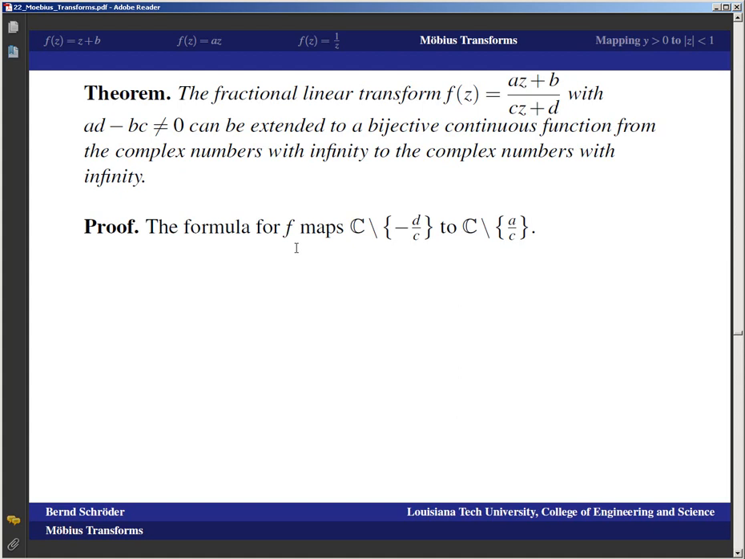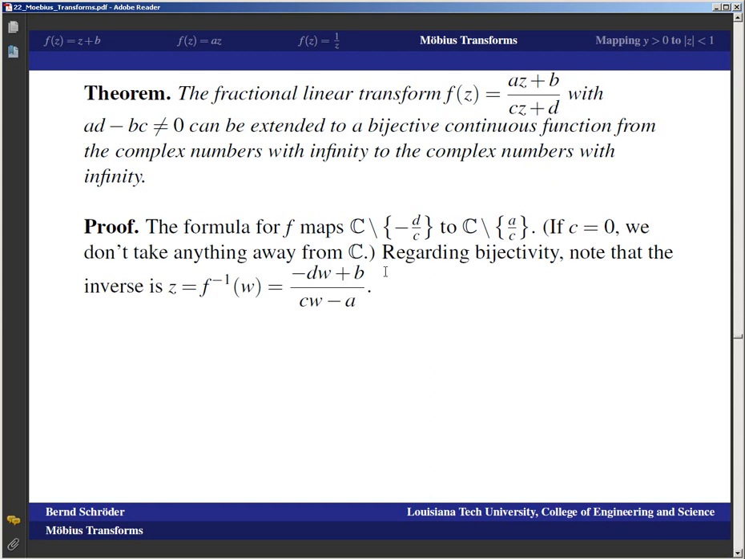So the formula for f maps C without the one place where it's not defined, namely negative d over c, that's where the denominator is not defined, to the complex numbers without a over c, which is the limit as z goes to infinity, and it can be shown that that value is not assumed. And if c is equal to 0, we just don't take anything away from the complex numbers.